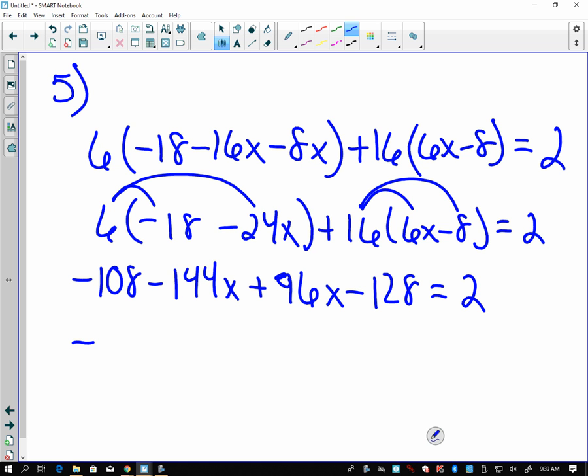Negative 236. Okay, negative 236. So that combines my negative 108 and my negative 128. Okay, are there any other like terms I can combine? Caden, what else could I combine? Negative what? Okay, what do you get with negative 144 and 96?